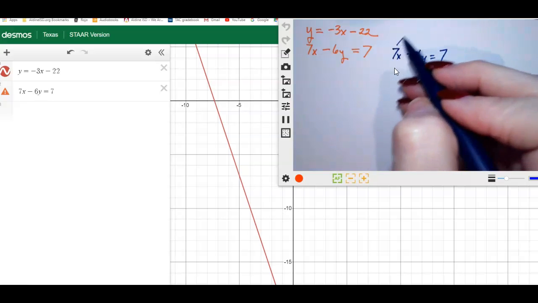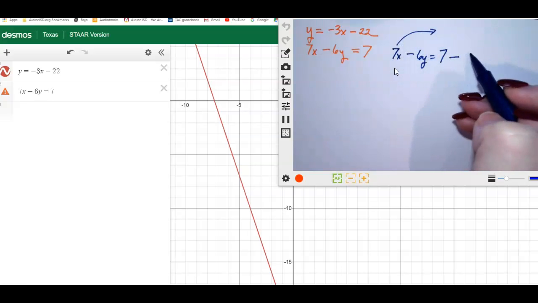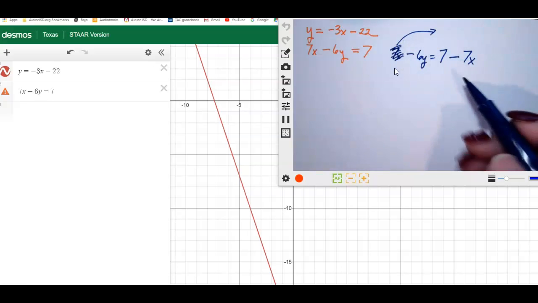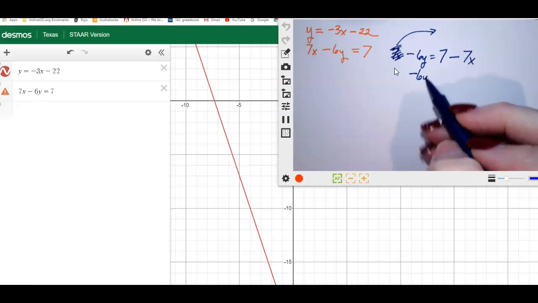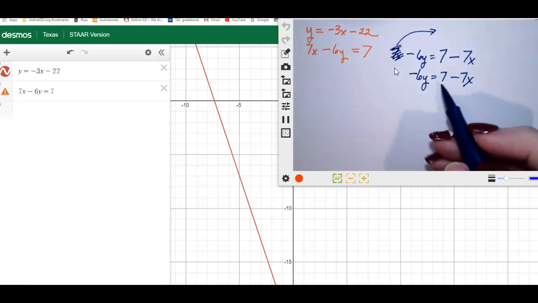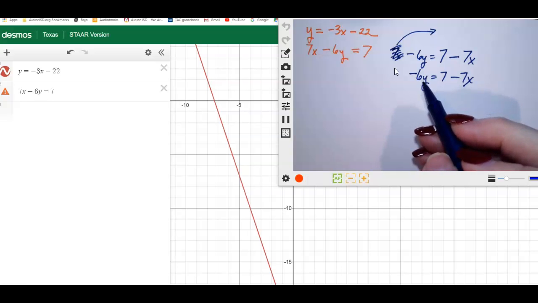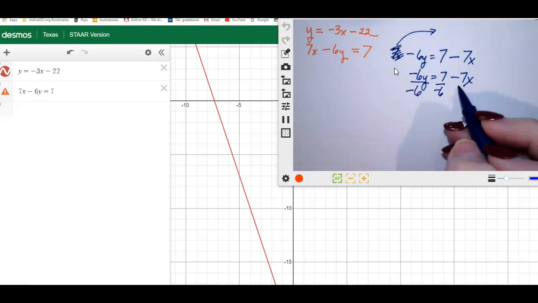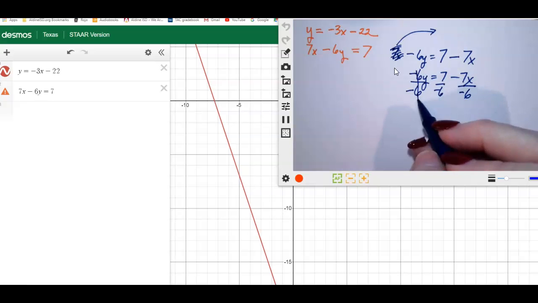I need to move the 7x to the other side, right? So it's a minus 7x when I move it. Now I have negative 6y equals 7 minus 7x. I need to divide because I need just one y, so I divide by, well, it's obvious this is a negative 6, so I divide by negative 6, negative 6, negative 6.